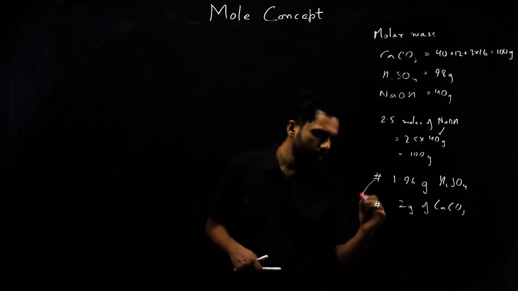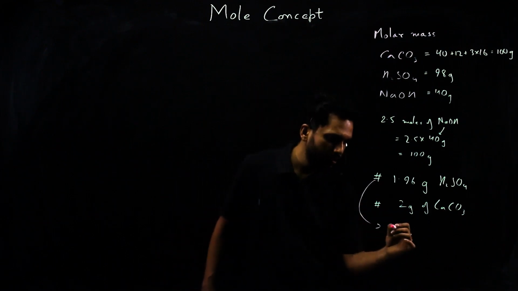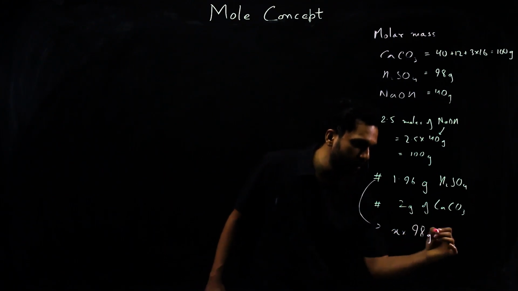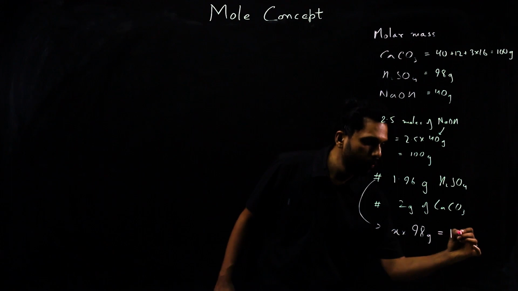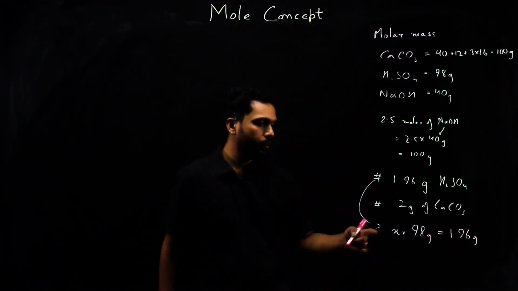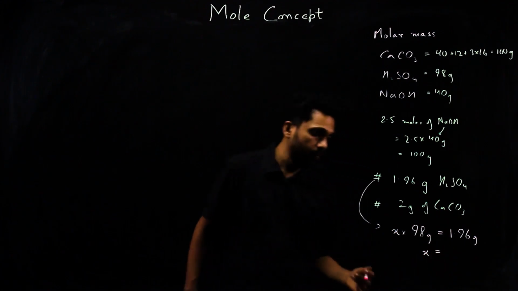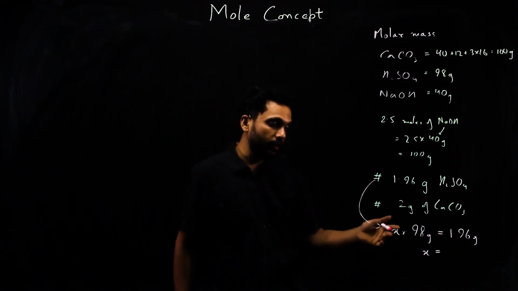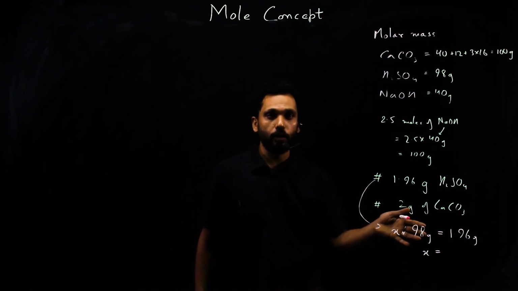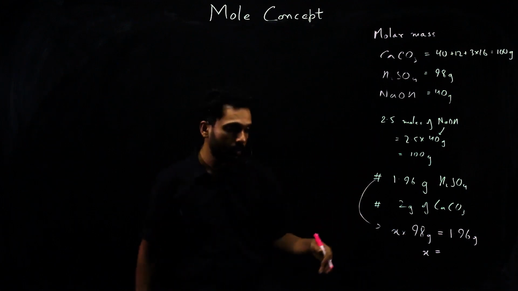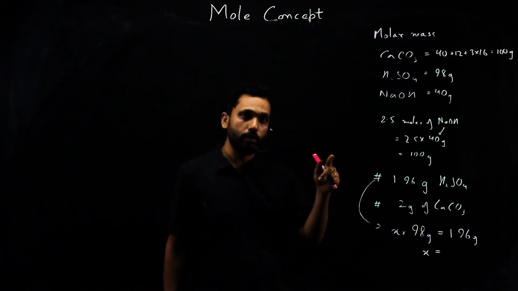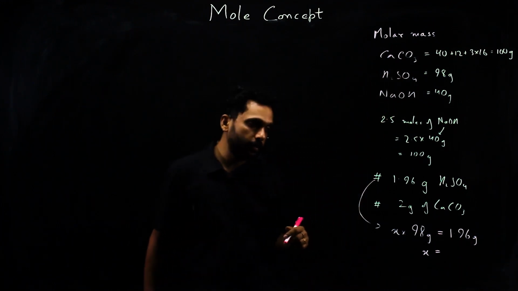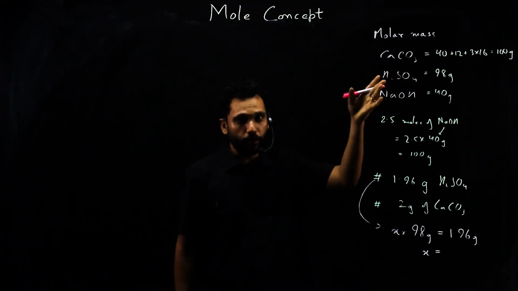So how do we do this? Say we had X moles of H2SO4. H2SO4's weight is 98 grams. X of them would make up 1.96 grams. So obviously X is a fraction. A fraction of a mole is very much possible. You can have half a dozen, you can have 1/6 of a dozen, but you can have even 1 millionth of a mole. Mole is such a big number that all fractions are possible. You can't have a fraction of a molecule. You can't have half a molecule of calcium carbonate or H2SO4 sulfuric acid, but you can very much have half a mole of this.